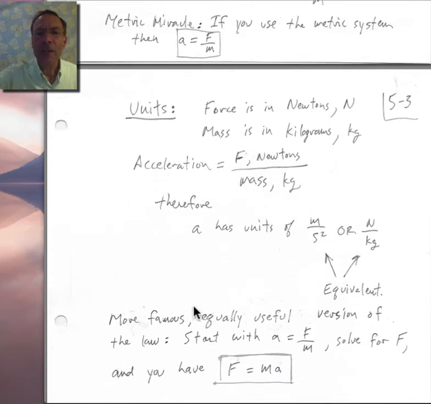Which brings us to the units here. Okay, so I already said it. Newtons is our unit of force. Kilograms is our unit of mass. And so here we are. Acceleration is force over mass. Force in newtons divided by mass in kilograms.